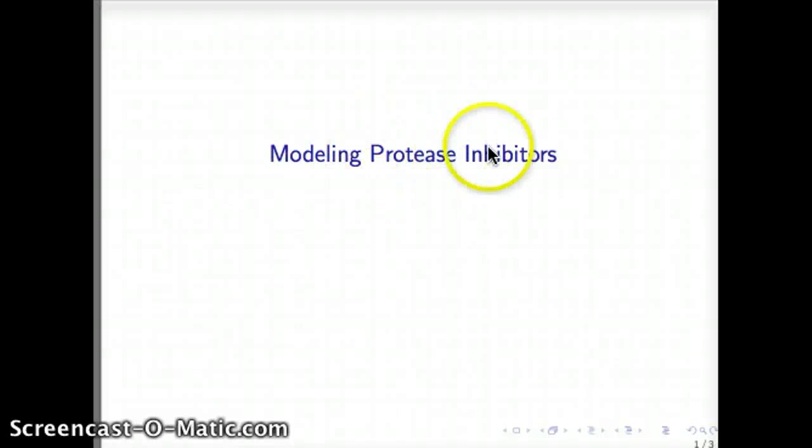Welcome back. We continue our discussion on mathematical models that incorporate protease inhibitors. So this would be part two of this lecture.